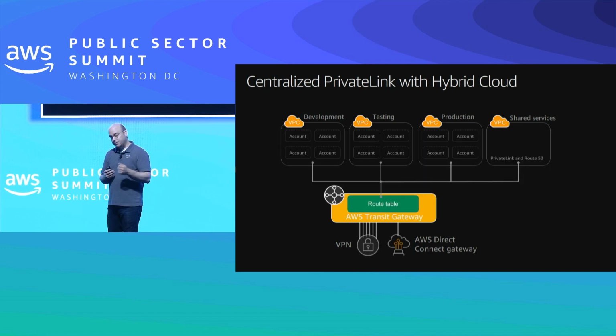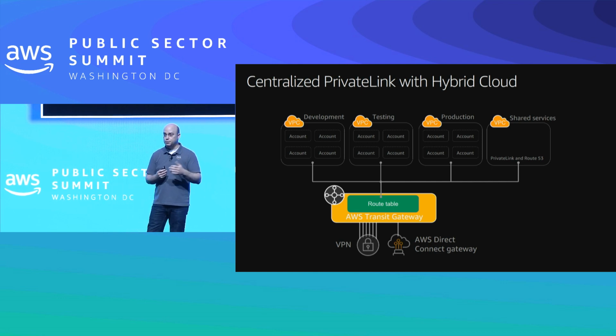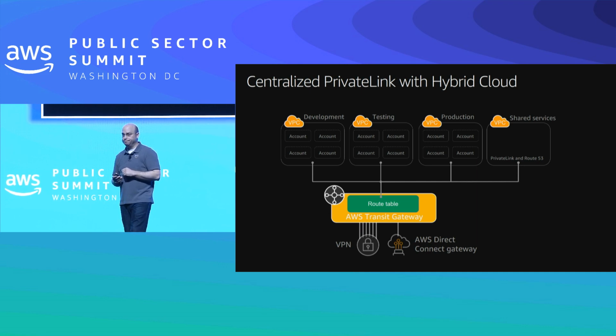So at this point, and I'm using a default configuration, single route table, single association, single propagation point, at this point I have connectivity between all 4 of these VPCs and my on-premises environment.